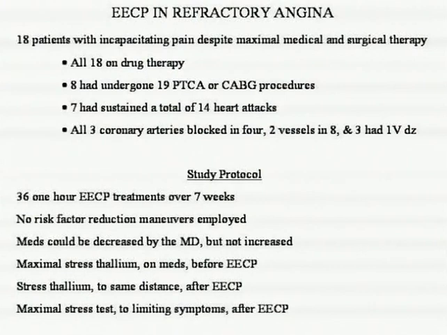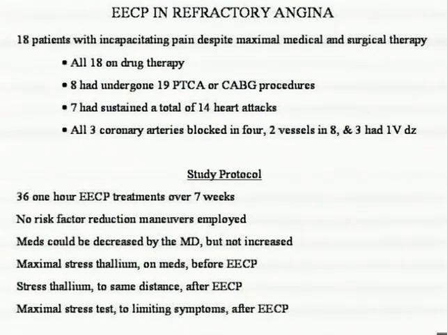This is 18 patients treated with the pneumatic sequential inflation Chinese device. Now these patients all had refractory angina, severe symptoms on maximal medical therapy. They were not felt to be good candidates for balloon angioplasty or surgery. They were stuck. And all 18 were on drug therapy. 8 had undergone a total of 19 revascularization procedures. 7 had sustained a total of 14 heart attacks. All 3 arteries were narrowed in 4, 2-vessel disease in 8. So they're a sorry group of people that were stuck. No one had anything to offer them.